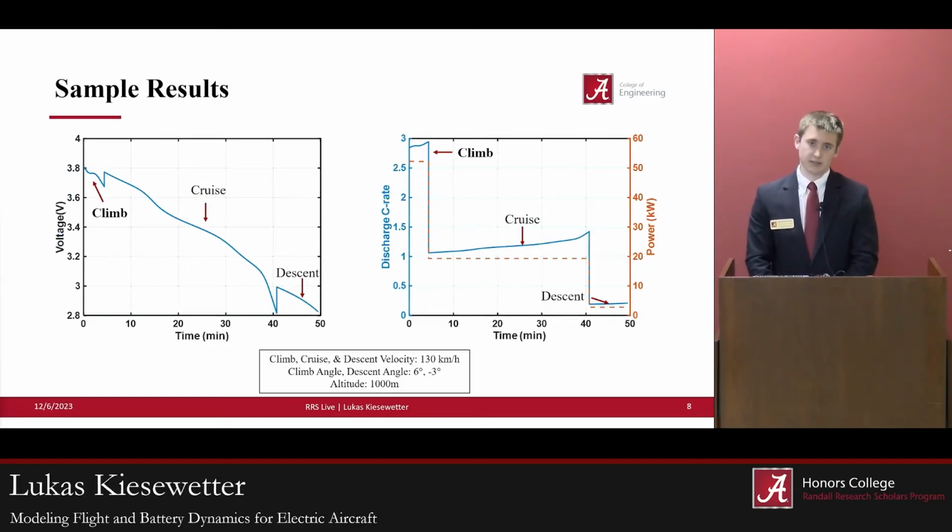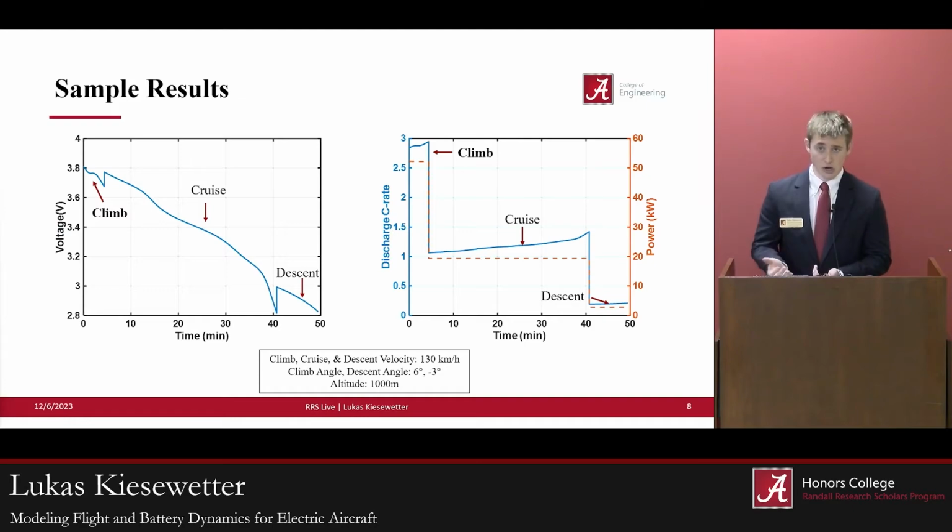Looking at the battery side of things, on the first plot on the left, you can see the voltage profile going down over time. This just shows how the battery is discharging. But the key point here is there are three distinct phases: climb, cruise, and descent. So climb is when the aircraft's going up, cruise is when it's at its top altitude, and then descent is when it's landing. Looking at the right graph, you will see discharge C rate and power. These just tell you how hard the battery is working. And so essentially to optimize range, we want to minimize how hard the battery is working.